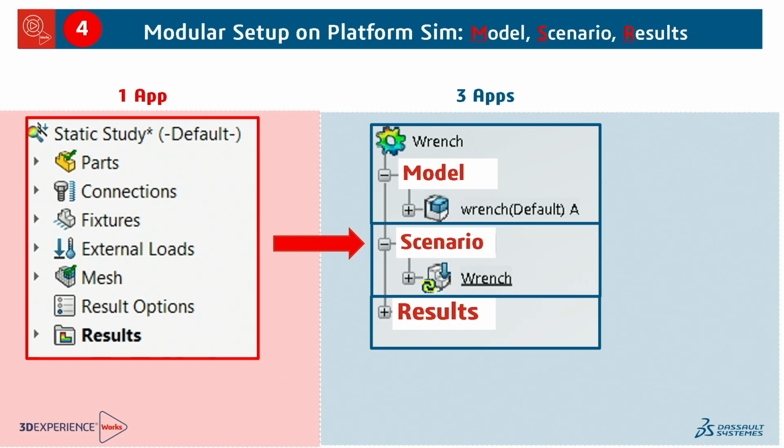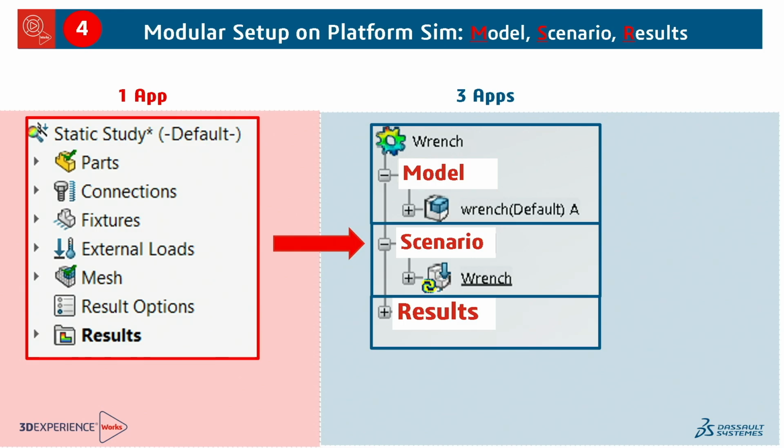Model defines the object that you want to simulate, so that would be the geometry, material, and the mesh. Scenario defines the conditions that you want to apply to the object, so that would be boundary conditions, or in here, fixtures and external loads. And results, same as in SOLIDWORKS Simulation, would be results, but in a different app.